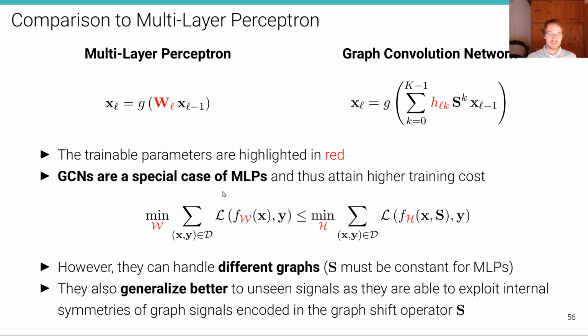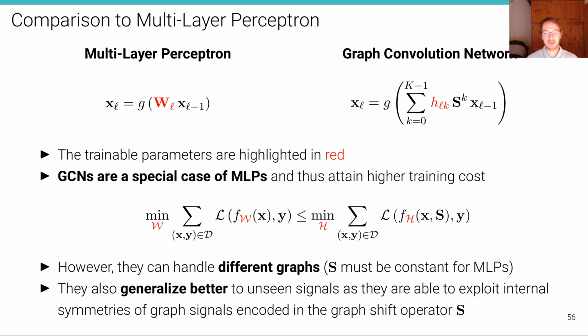So as these GCNs are a special case of MLPs, the training error that we see of an MLP, assuming that we have a good enough training algorithm, is always smaller or equal than the training error of a GCN. Now this is maybe a little bit counterintuitive at first moment, but the important thing here is that GCNs generalize better to unseen signals, as they are able to exploit internal symmetries of the graph signals encoded in the graph shift operator.